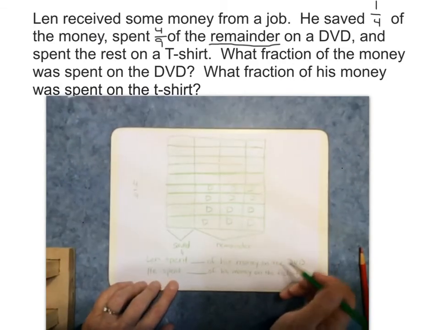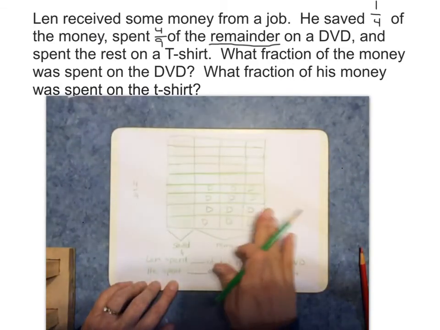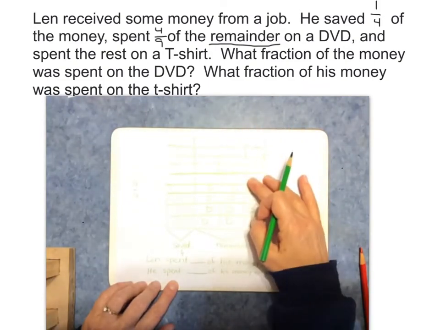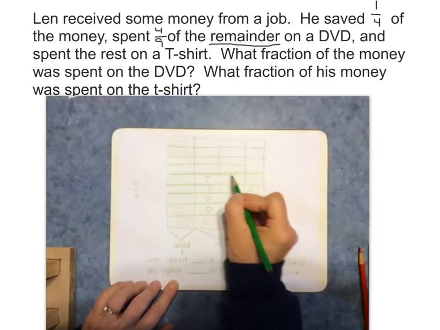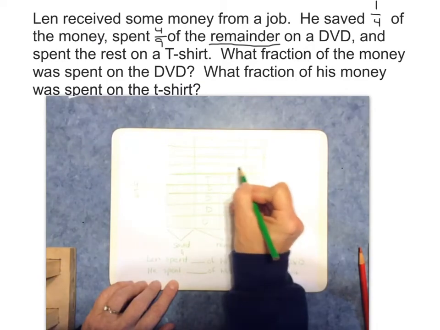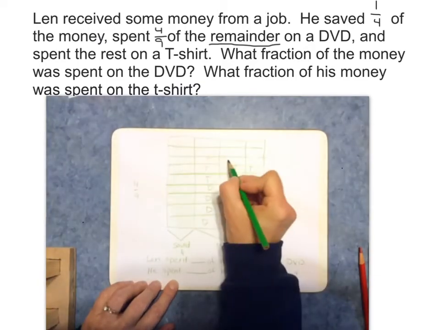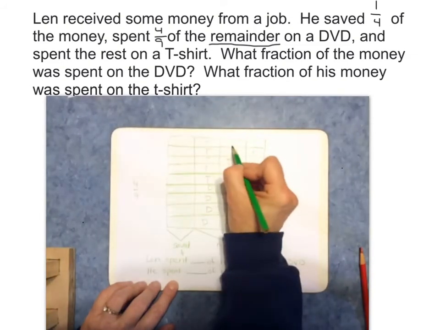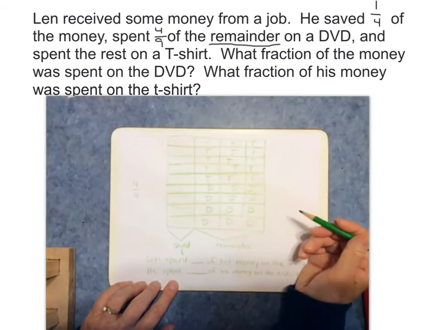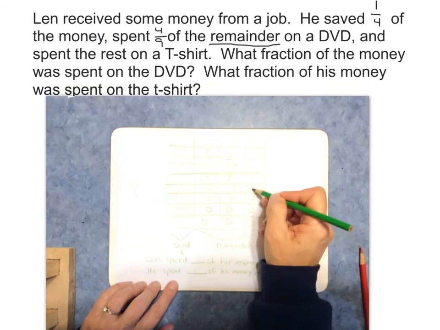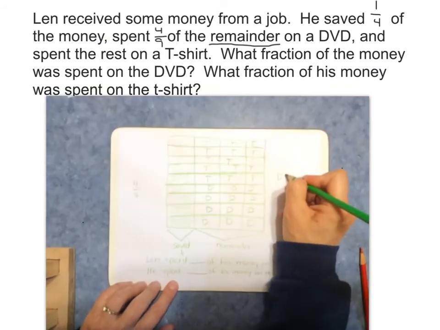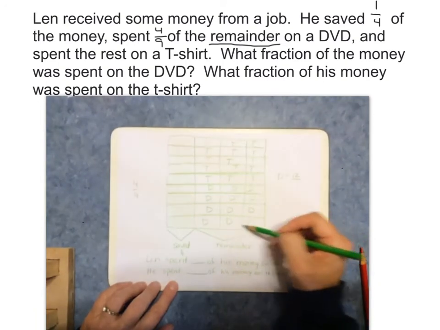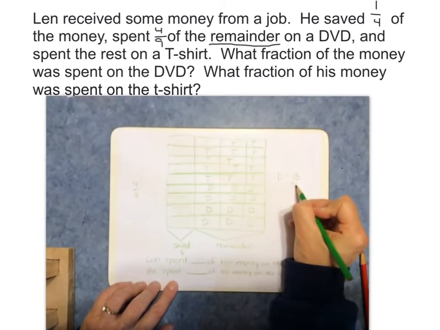And the rest, so if this was saved and this was DVD, the rest is up here, and the rest of this is my t-shirt. So we'll make those T's for t-shirt. And then all I have to do is count out my fraction for the DVD and my fraction for the t-shirt. So 1, 2, 3, 4 by 3 on the DVD would be 12 out of, if this was 9 and this was 4, that'd be out of 36.